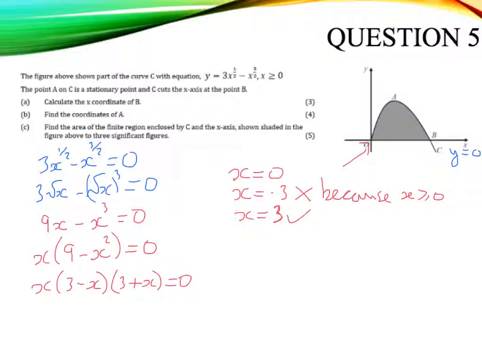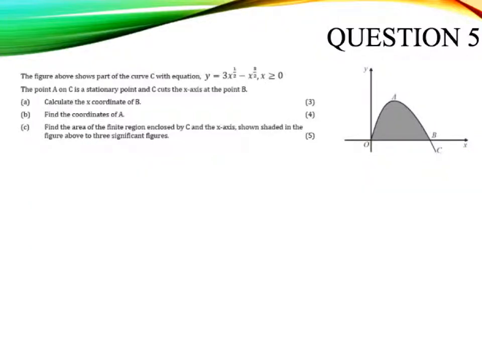Okay, shall we carry on now and look at part B? Part B says find the coordinates of A. So at this point we're remembering that this is a stationary point. Okay, and a stationary point means that we're going to have to do some work with the gradient. We know the gradient is 0 at a stationary point. So what we need is the gradient function.